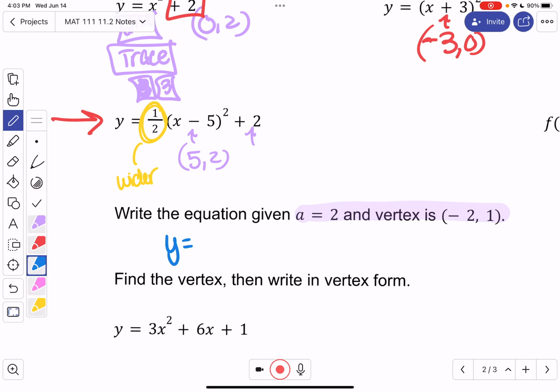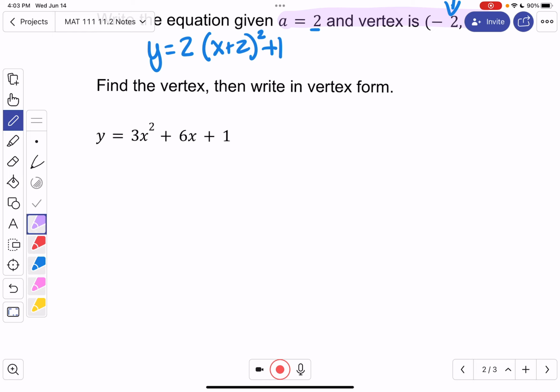y equals, a is 2. We do the opposite of h, so I'm going to put x plus 2. Our squared is what makes it quadratic. Add 1 at the end. If you remember how to find the vertex, putting it in vertex form is pretty easy.